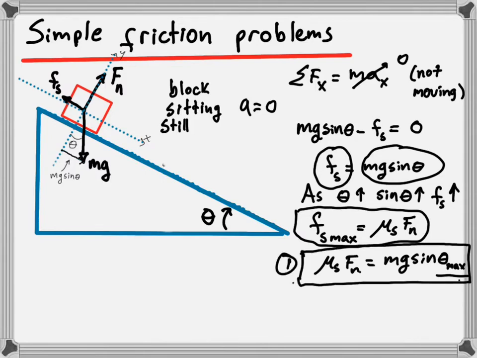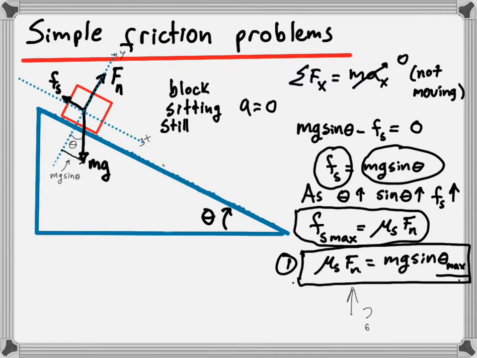So we have this equation. I'm going to call it equation number 1, that relates the coefficient of static friction with the maximum angle. But the step that is missing, to be able to tell how the coefficient of static friction is related to the maximum angle, is that we have to figure out what Fn, the normal force, is, and replace it in this equation. So that's what we're going to do right now.